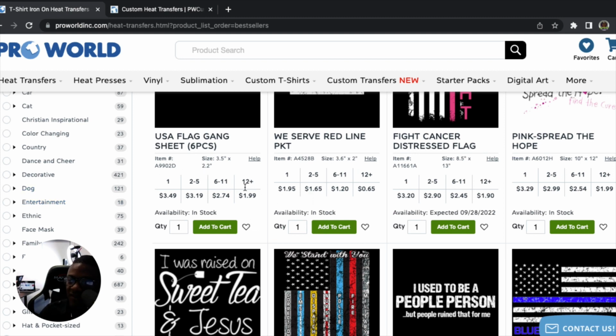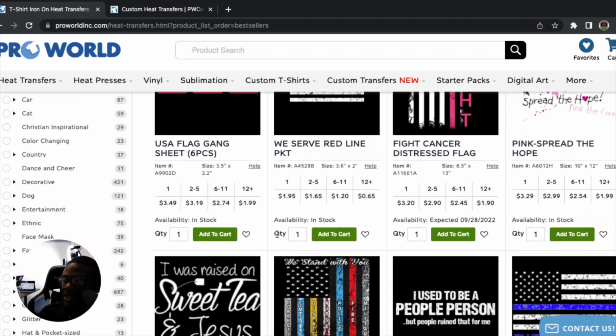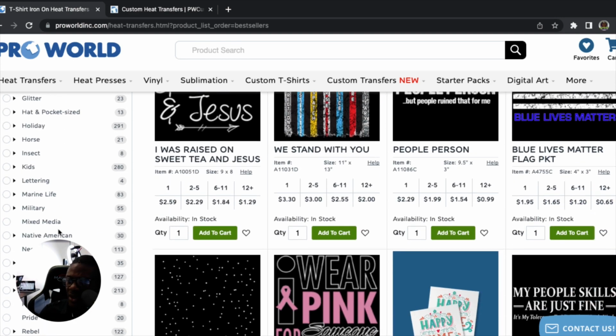So I always get 12 plus so I can save money down here. $1.99 per sheet. It's the best bang for my buck. But this is actually a gang sheet, so there's 6 pieces on there for $1.99. Okay, so you can find a bunch of niches on here.